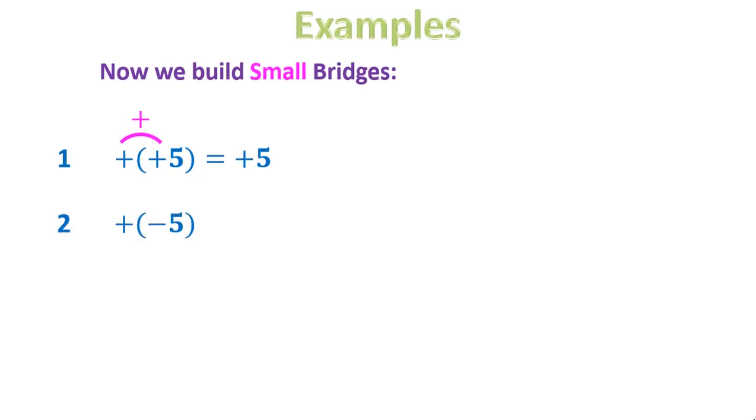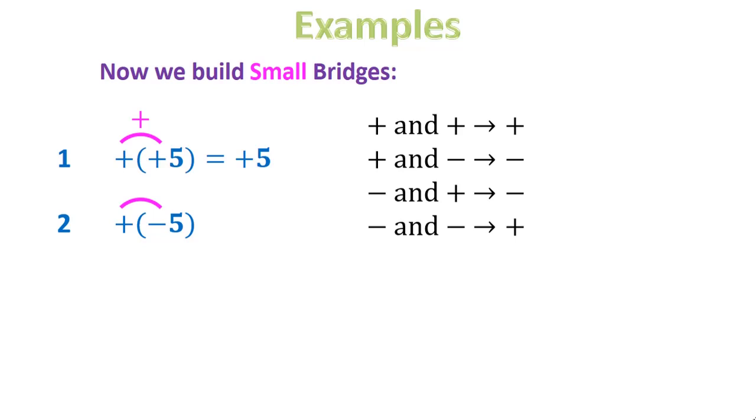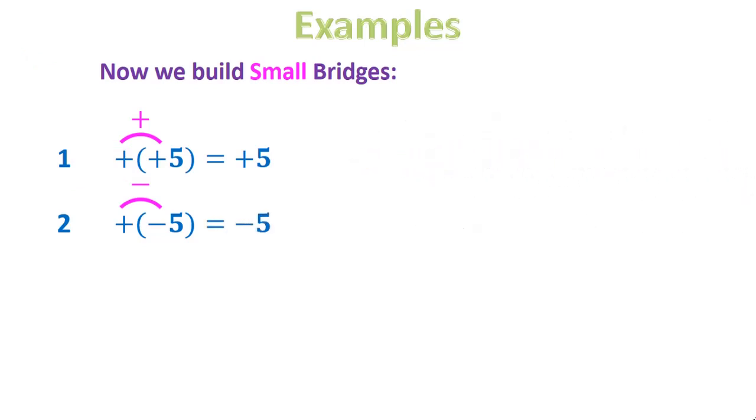Let's look at our second example. Here we are adding negative 5. We use the same idea. Firstly, we build our bridge between our add and our negative 5. We look at our table. When we're adding a negative, it becomes negative. And so if I add negative 5, it becomes negative 5.